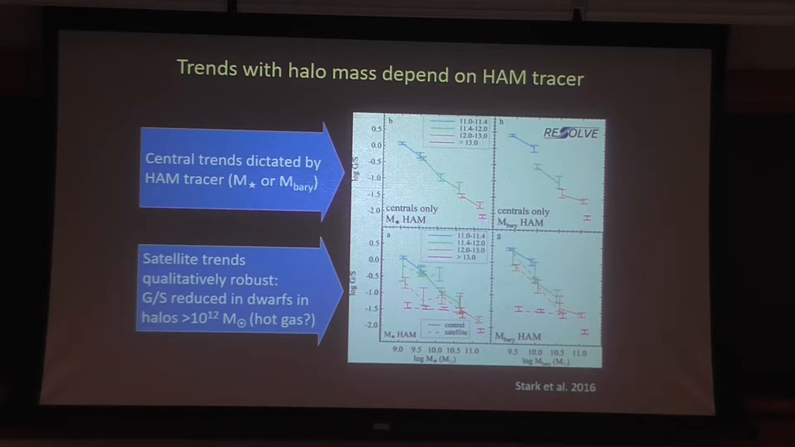You're supposed to take away from this what I said in the title, that the trends with halo mass are built in for the centrals by the HAM tracer, whereas for the satellites, you actually can still learn something because they're not dominating the assignment of the HAM. So you can't say something quantitative about the satellites because you can see these two plots are not identical, right? And so you still have to be careful that if you do halo abundance matching on stellar mass or baryonic mass, you get a different quantitative answer. But at least qualitatively, we can say that gas depletion is real regardless of which way we do the HAM. But anything that you would claim for centrals is going to be just completely dictated by the HAM process.